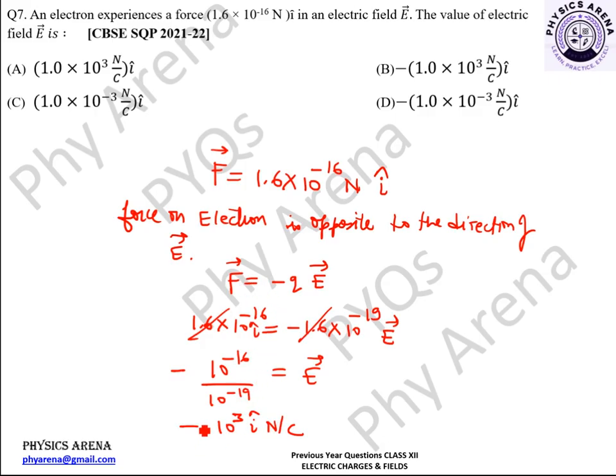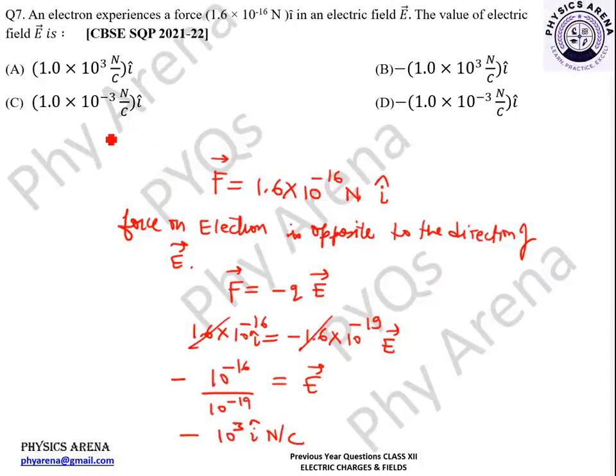And this negative sign is because electron will experience a force in a direction opposite to that of the electric field. So electric field is towards the negative x-axis. So that is minus 10 to the power 3 i cap Newton per Coulomb. And from the given options, option B is the correct answer.